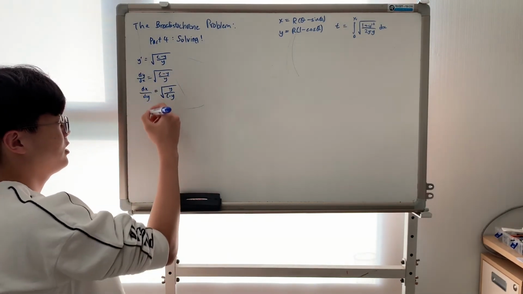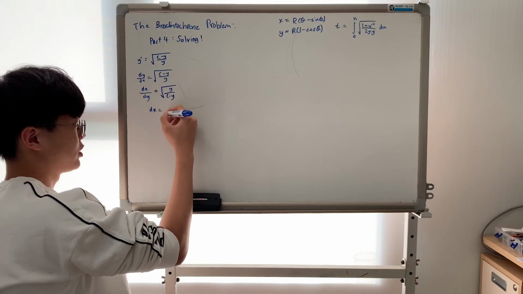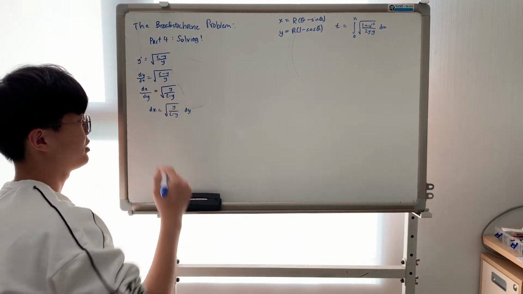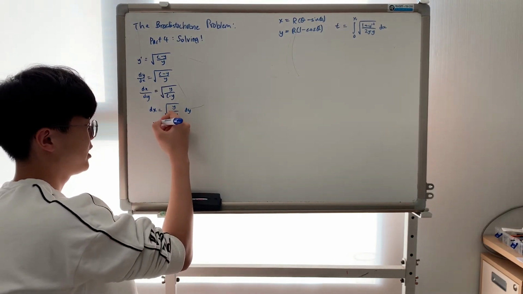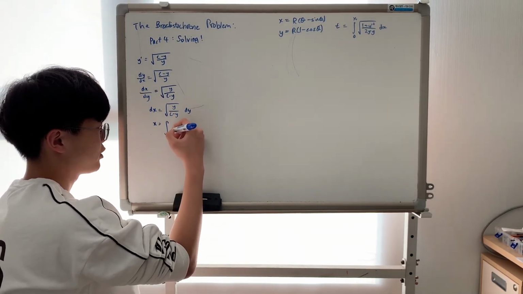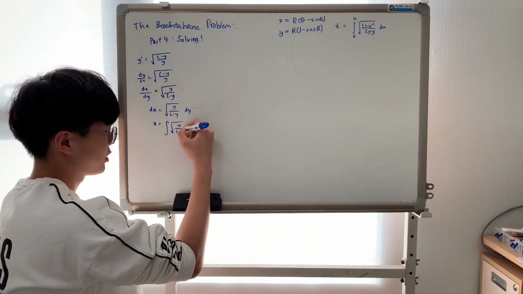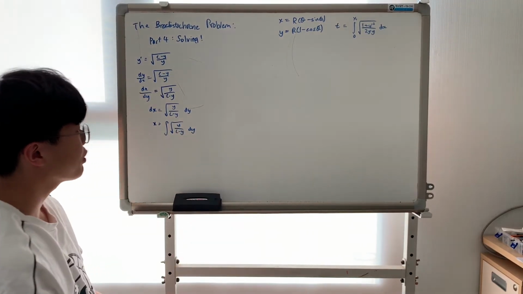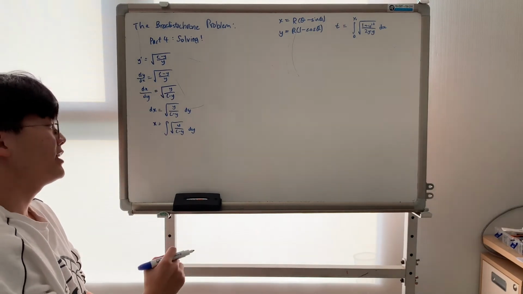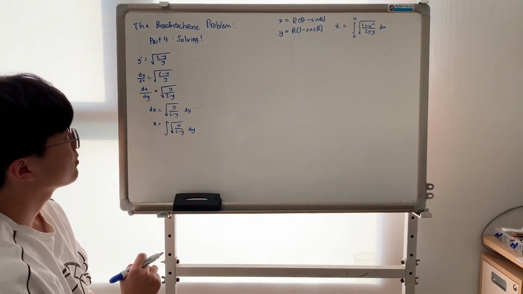And then we could say that dx is going to be equal to the square root of y over (c minus y) times dy, multiplying dy to both sides. And then when we integrate both sides, we get x is equal to the integral of the square root of y over (c minus y) dy. And so we have an equation that defines x in terms of y.